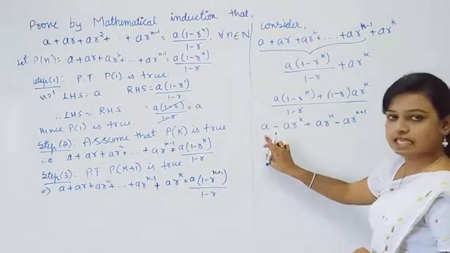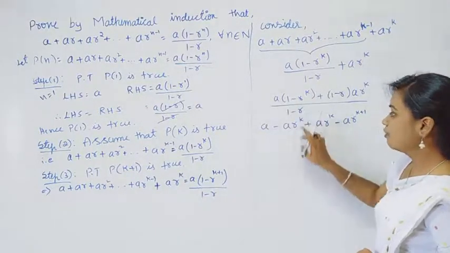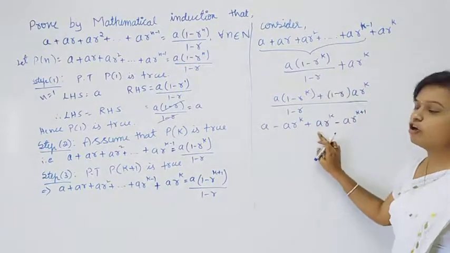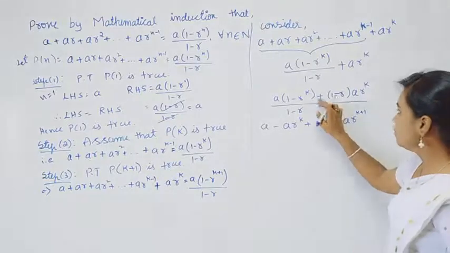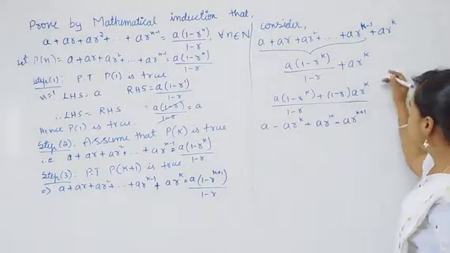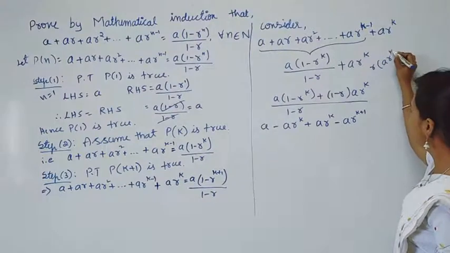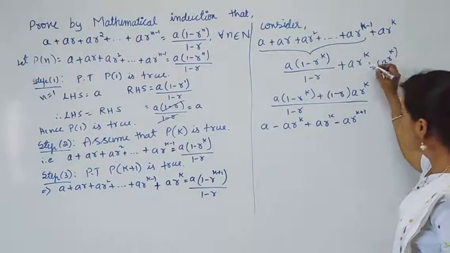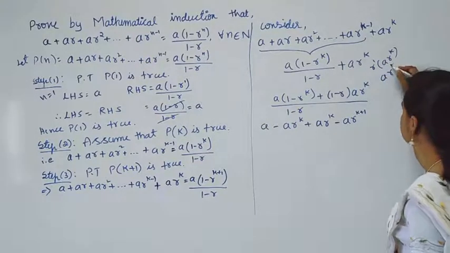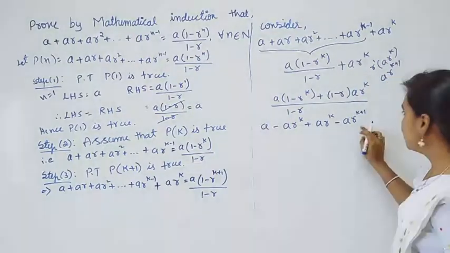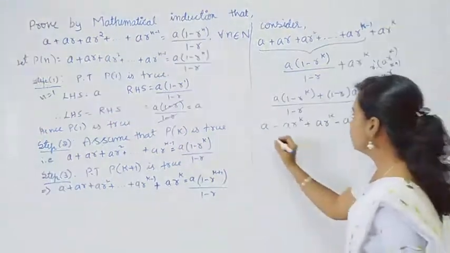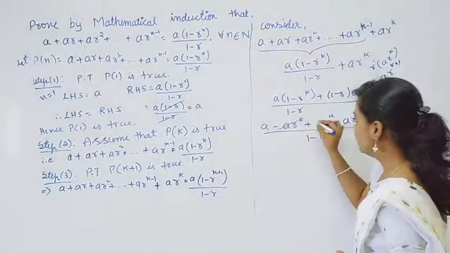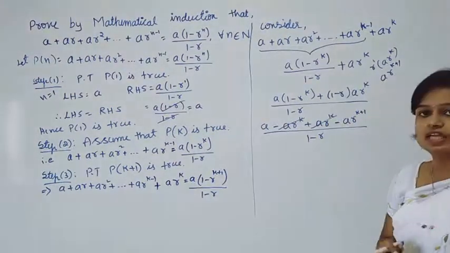a into 1 is a, minus a r^k, plus a r^k into 1 is what? a r^k. So plus into minus becomes minus. Then we have r into a r^k, so it becomes a r to the power k plus 1, so a r^(k+1). So now whole divided by what? 1 minus r. So minus a r^k plus a r^k gets cancelled.